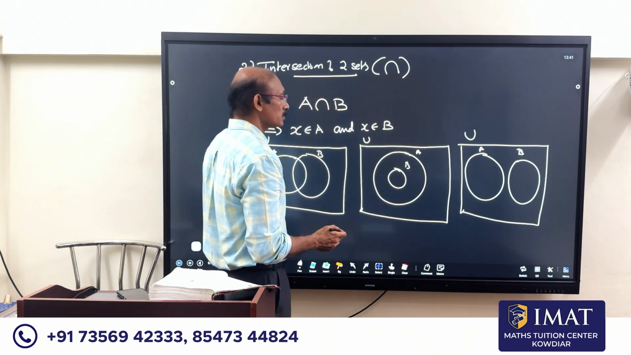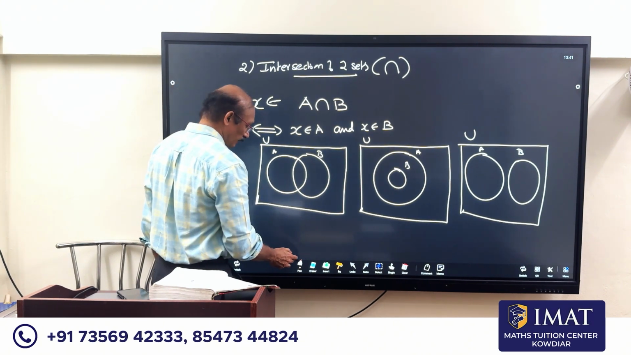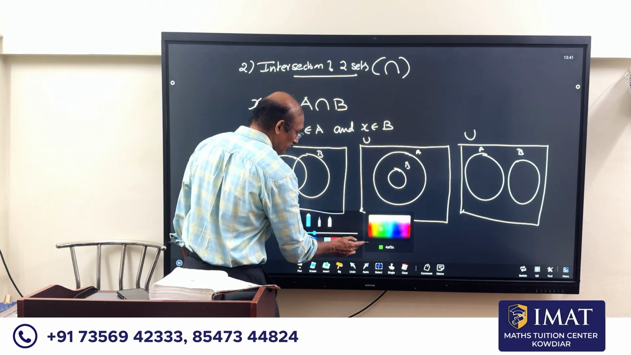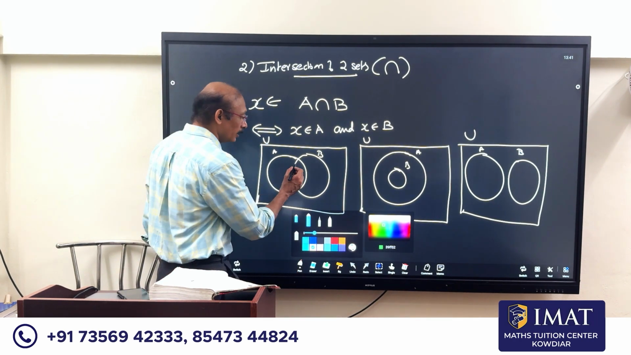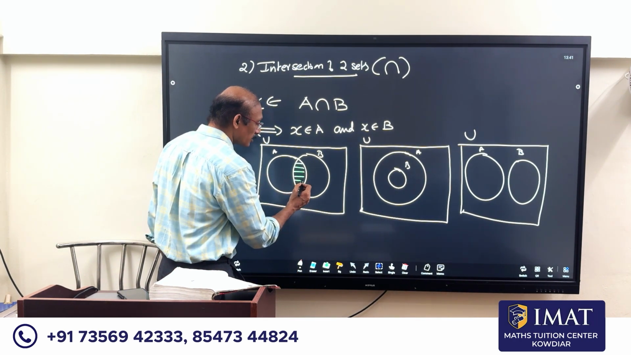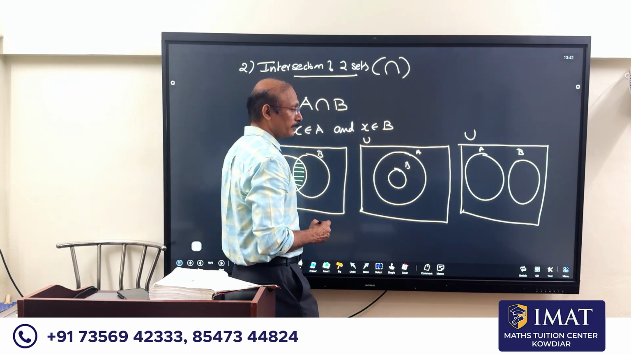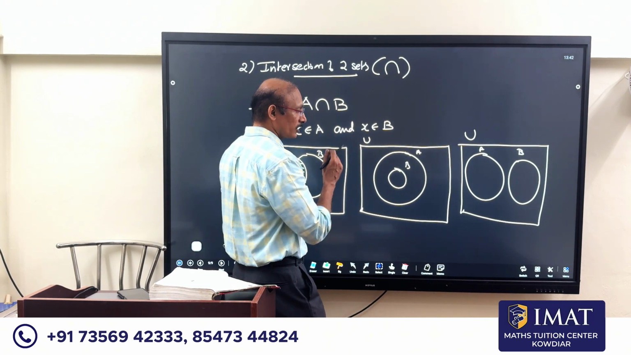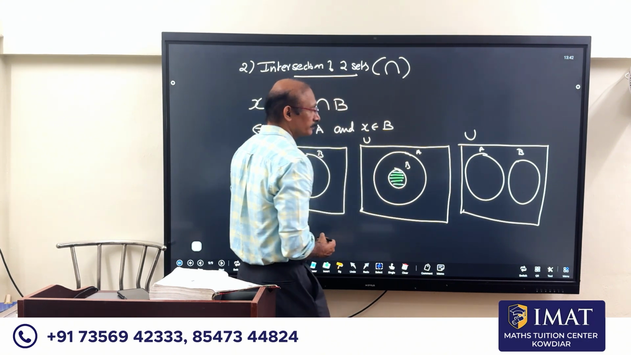So how do you represent, or which region represents A intersection B? See, for the first case, what do you mean by saying A intersection B? It means the elements which are there in A as well as in B. It is this region. This is A intersection B. How do you represent A intersection B for this case? Which region represents A intersection B? It is this region, the set B.